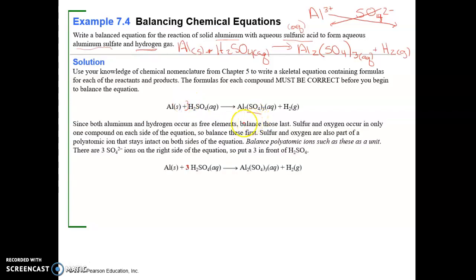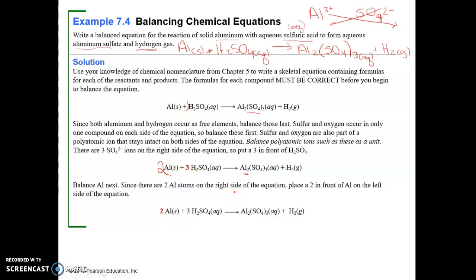Let's see if we got it right. Yay. So what do we notice is wrong now? Well, I have 2 aluminums on the right, and here I only have 1 aluminum on the left. So I'm going to throw a 2 out in front. Let's check it out and see if it balances already. I have 2 aluminums on the left and 2 aluminums on the right.